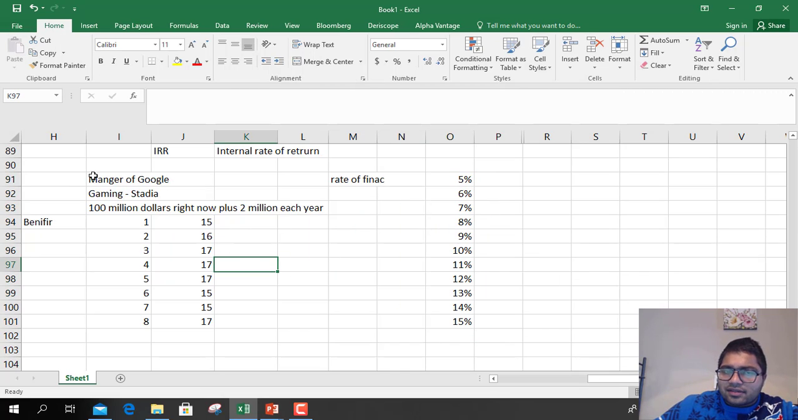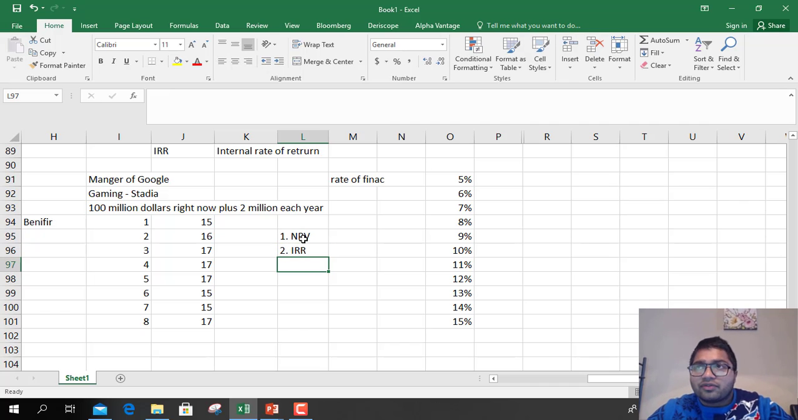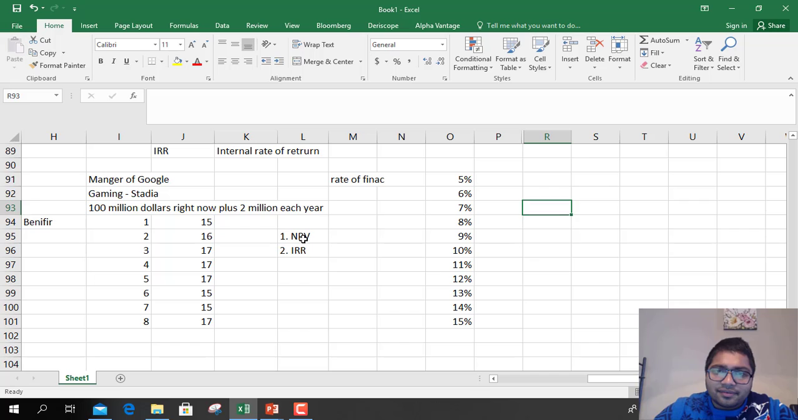So the question is, given these details, find out NPV for different rates, and find out the IRR of this project, the internal rate of return. It means the rate at which NPV becomes 0, or another way to look at it, how much rate does the project generate. Now how to do that? So these are the rates given to you.